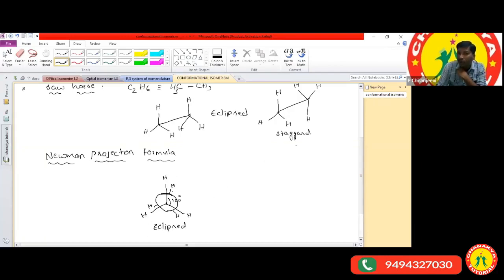And in this one, the two hydrogens are present exactly in the opposite direction. This is the second carbon atom, and the first carbon atom I'm writing like this. The first carbon atom I'm keeping constant, not disturbing it: here H, here H, here H. The second carbon atom, by rotating exactly 180 degrees, has the hydrogen at exactly the opposite direction. The first one we keep constant, the second one we rotate. When you rotate 180 degrees, whatever structure is formed we call a staggered formation.